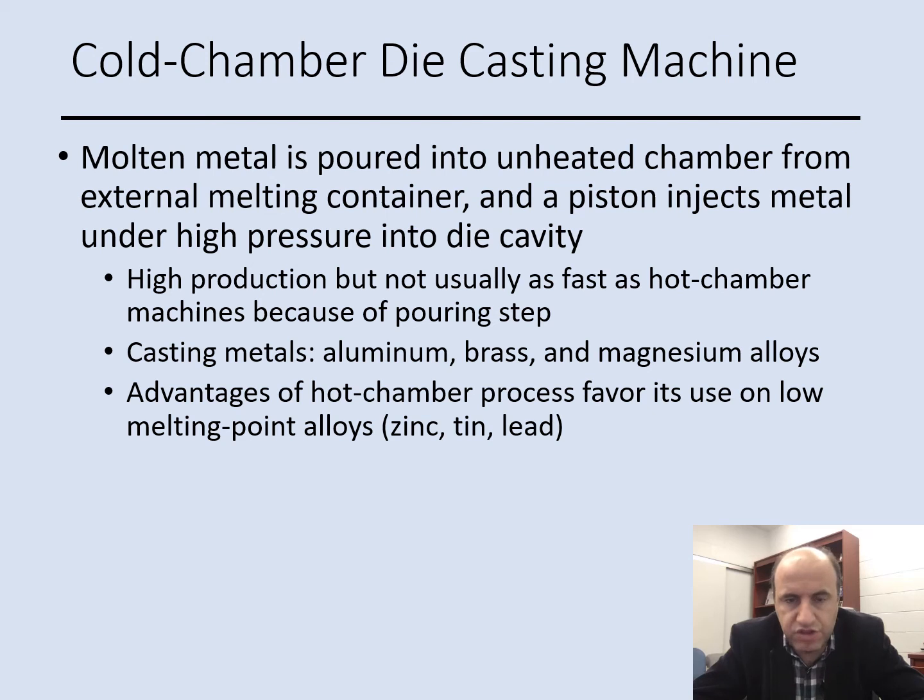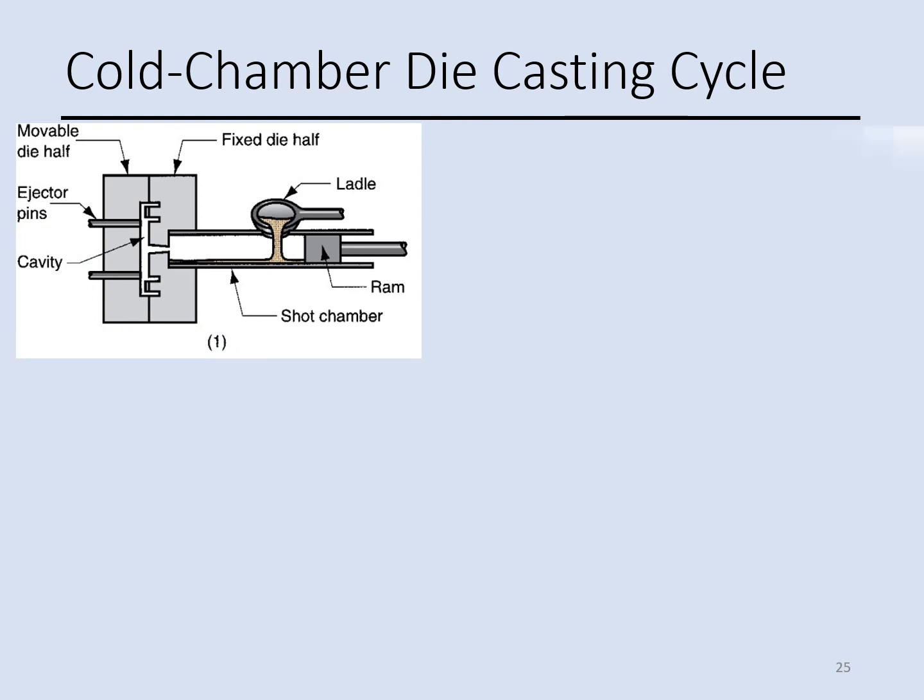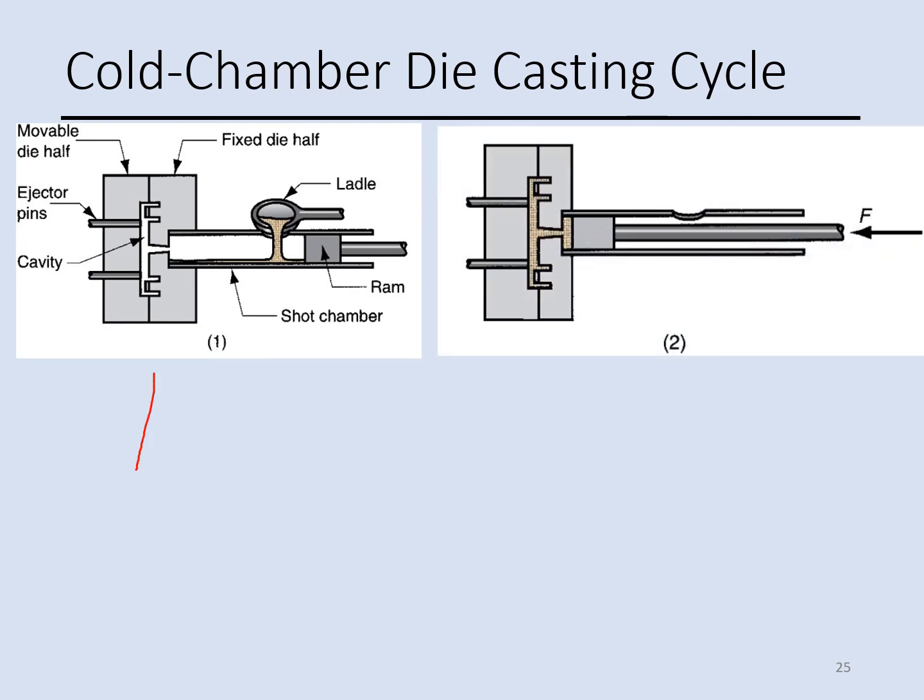but the advantage of the hot chamber process over the cold chamber is that we can work with low melting material, because we have a container which is heated. So this material, which has a very low temperature, will stay in a liquid state. Here we have 3 steps for the cold chamber die casting process.